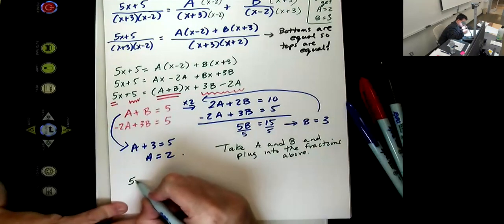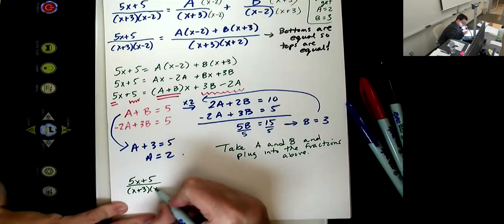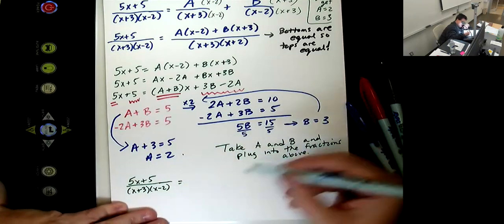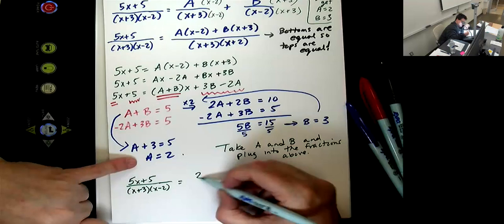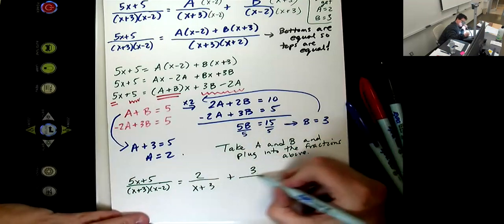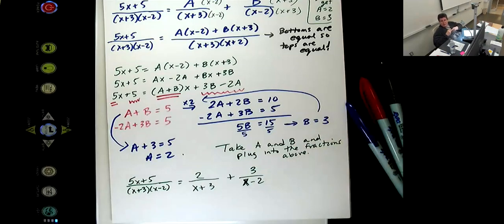So I've got 5x plus 5 over x plus 3, x minus 2 equals a, which is 2 over x plus 3, over x minus 2. I don't know about you, but I think that's pretty cool.